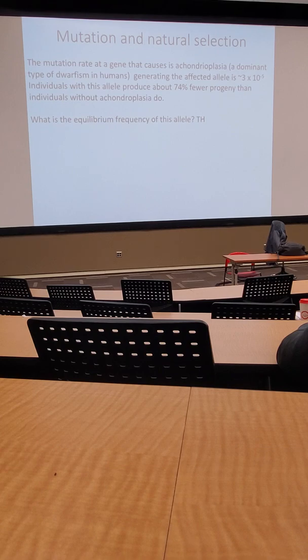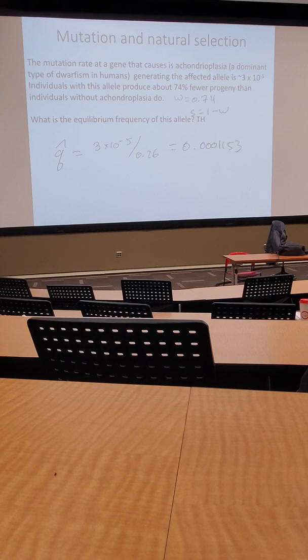So we can do this. We can say, what's the equilibrium frequency? It's going to be the mutation rate over the selection. So 1 minus fitness. So if this is fitness, selection is 1 minus fitness. So we can predict mutation rate, we can measure fitness, we can predict the equilibrium frequency.